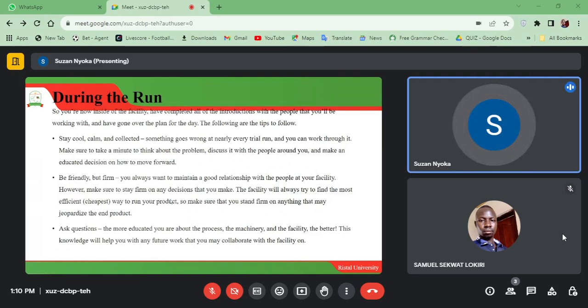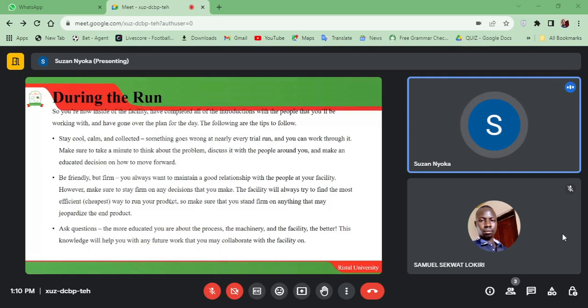The following are the tips to follow. You need to stay cool, calm, and collected. Sometimes something goes wrong at nearly every trial, and you can work through it. Make sure to take a minute to think about the problem. Discuss it with the people around you and make an educated decision on how to move forward.